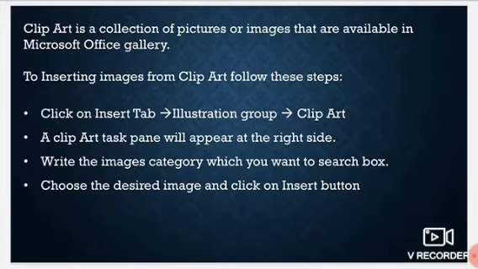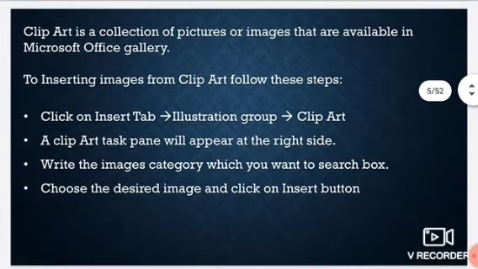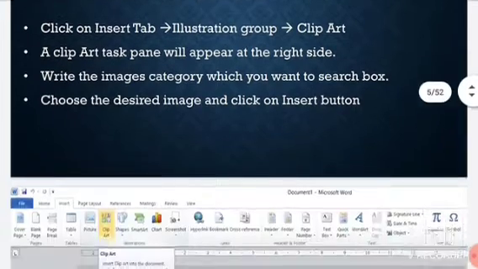First, click on the Insert tab, Illustration group and choose the clip art option. A clip art task pane will appear at the right side of the screen. Write the image category which you want to search in the search box, choose the desired image and click on the Insert button.